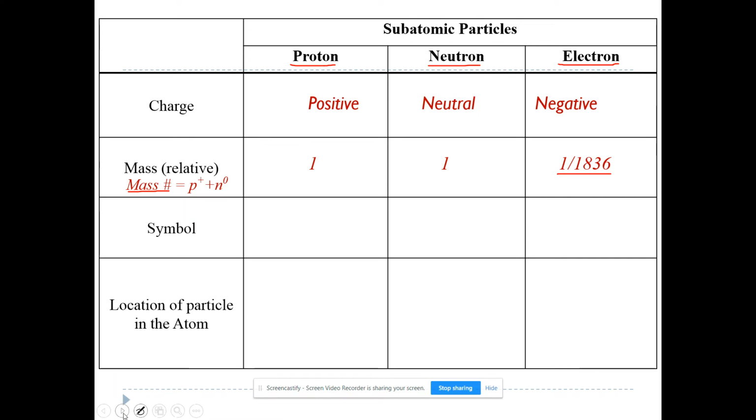To represent each one, we're going to use these little symbols here. We're going to use a P with a plus sign for protons, an N with a 0 for neutrons, and an E with a negative sign for electrons.